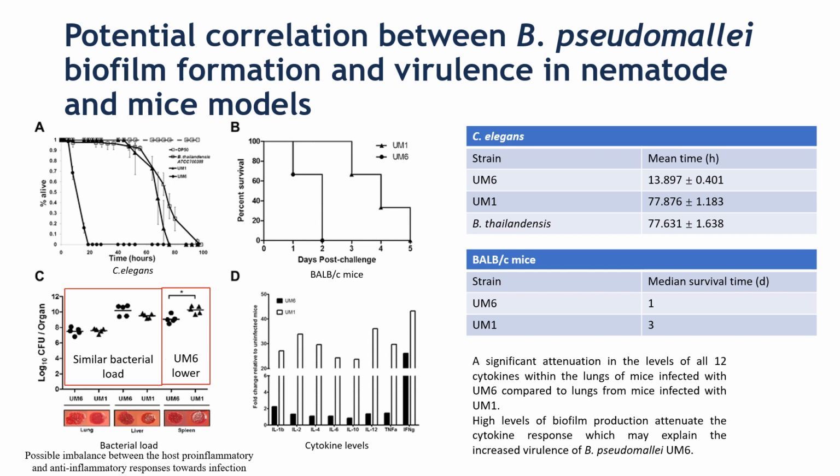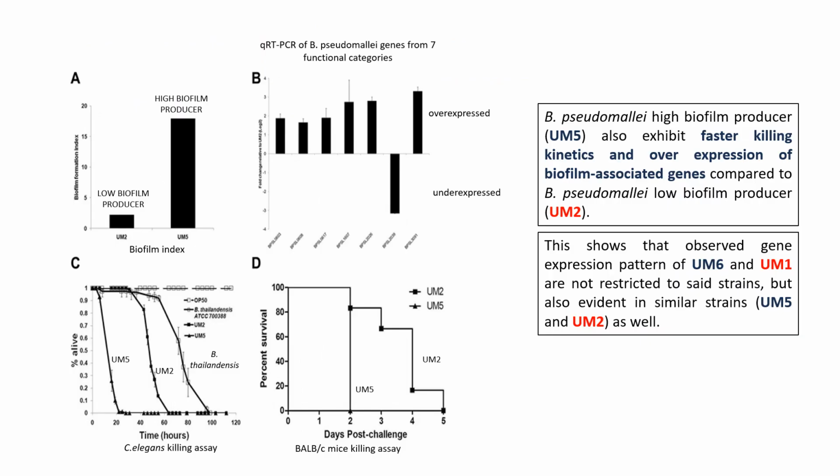From there, we can see that there is a potential correlation between formation of biofilm in Burkholderia pseudomallei and its virulence in nematode and mice models, in which we can see that UM6, which is a high biofilm producer, causes a lesser mean time to death in both the C. elegans and BALB/c mice models. And this trend is not only limited to UM6 or UM1, but is also evident in UM5 and UM2, which are high biofilm producers and low biofilm producers themselves.